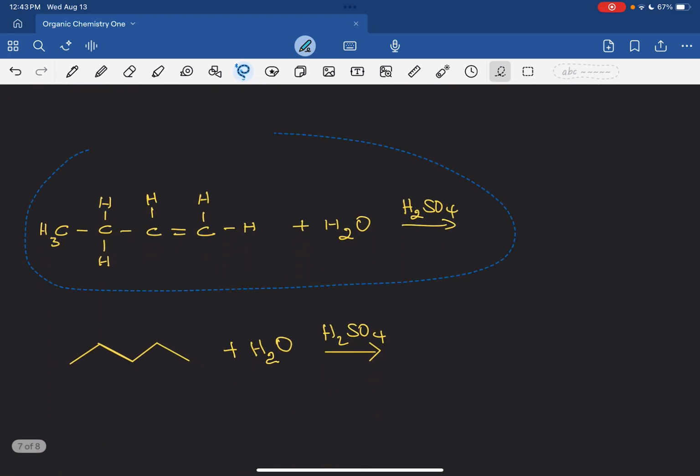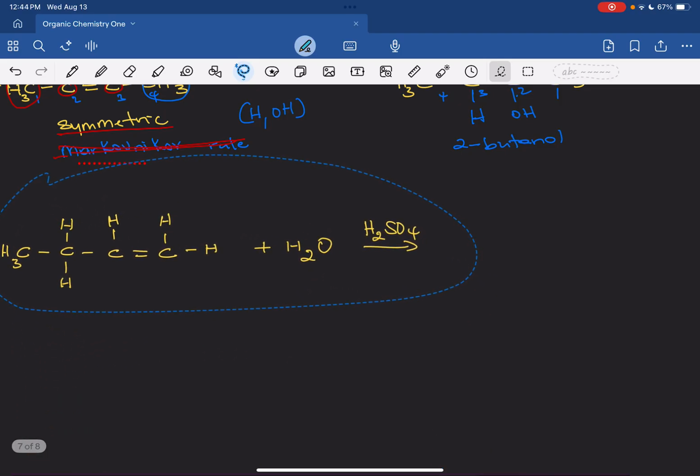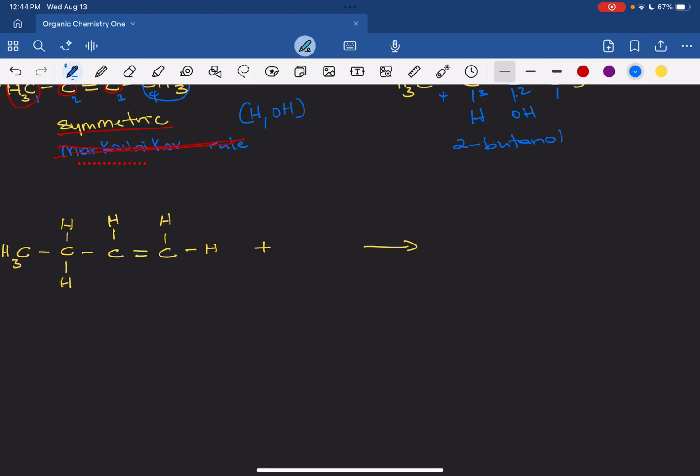So let's pull up an alkene that is asymmetric. Here's our asymmetric alkene. Remember, we're doing the same reaction, and this is what happens in organic: you will get the same reaction. All they're going to do is change the structure. So that's why I always stress.